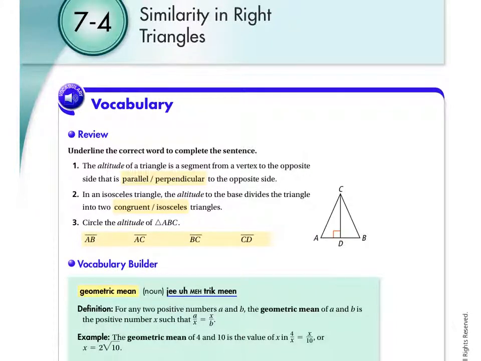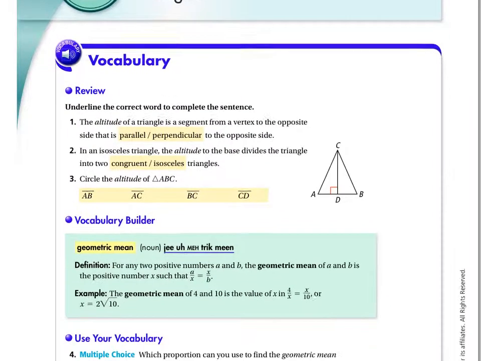Find similarity in right triangles. So we've already found similarity in triangles. We're going to associate specifically to right triangles only. Don't all right triangles already have an angle in common? Yeah, the 90-degree angle. So let's look through here at the review.